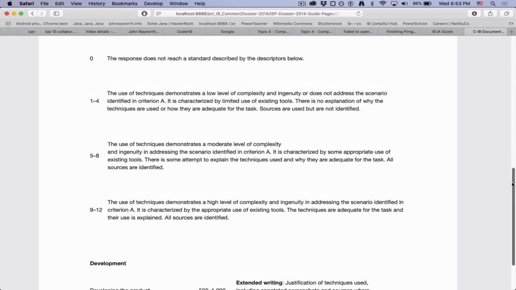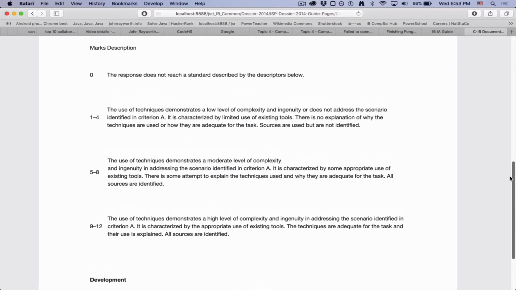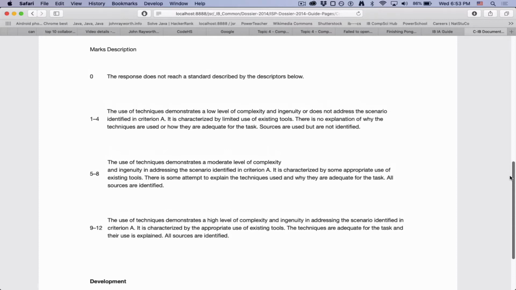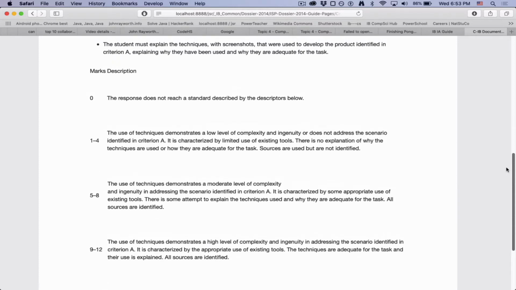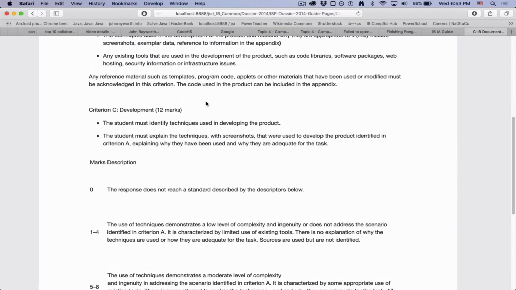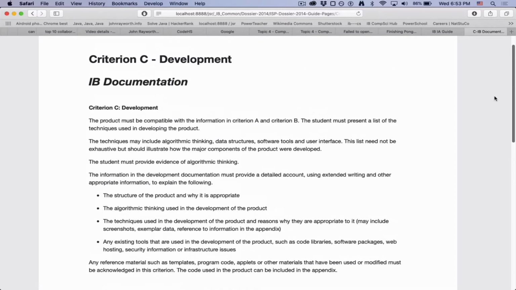Okay, one last time, you are describing what you have done, past tense, so that you can get a good grade, so that you can be graded appropriately. So how are you going to do that? This is all you're given from the IB. How are you going to do that?